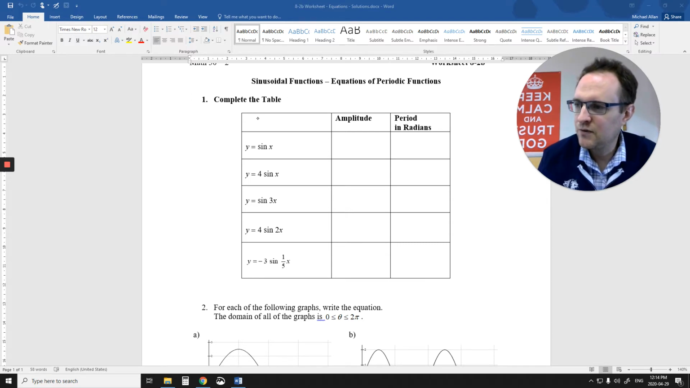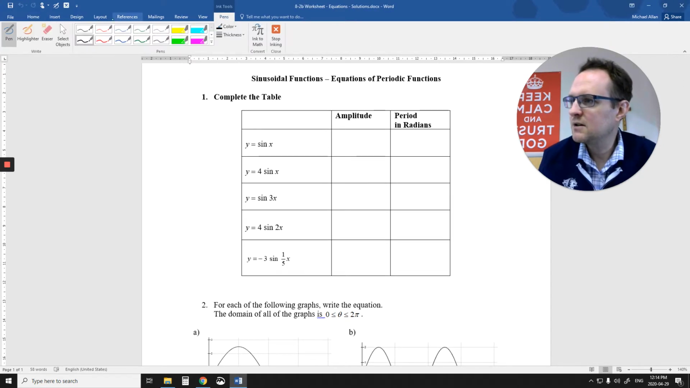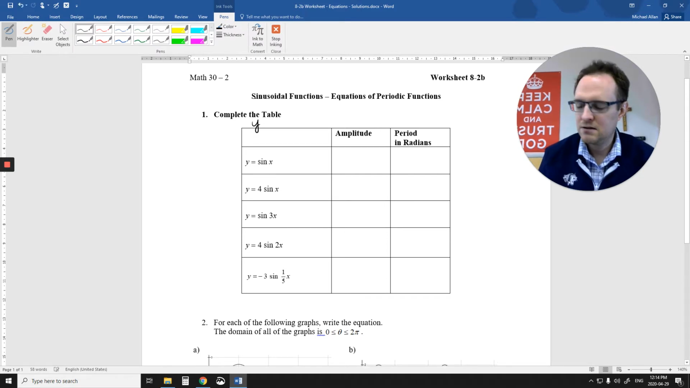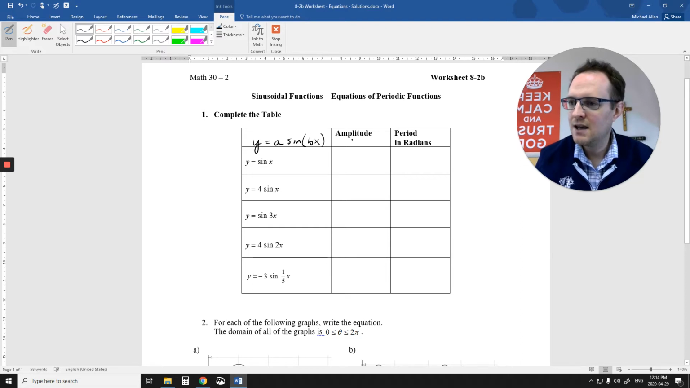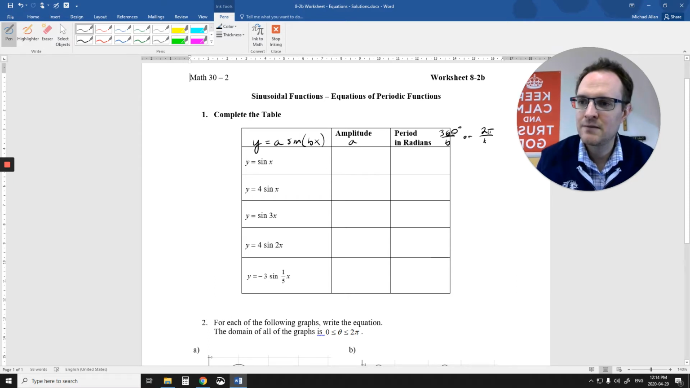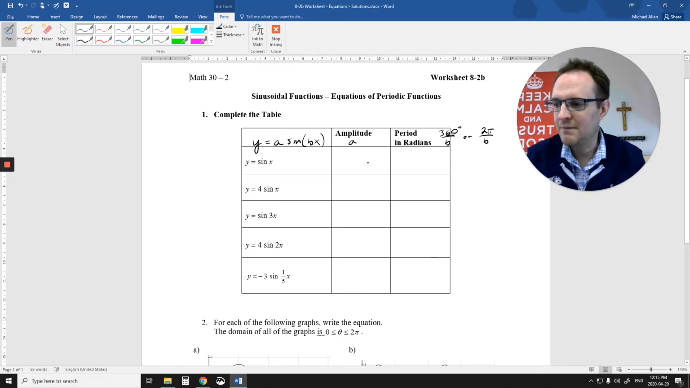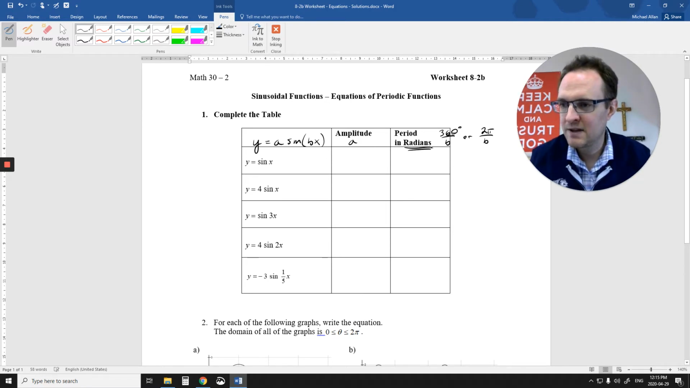So remember that in this form, y is equal to a sine bx. The a is my amplitude, and the period is related to my b value in such a way that I can say 360 divided by b, or you can say, if you want to keep it in radians, 2 pi divided by b. It's up to you. We're just going to use here radians, so we're going to use the 2 pi over b.